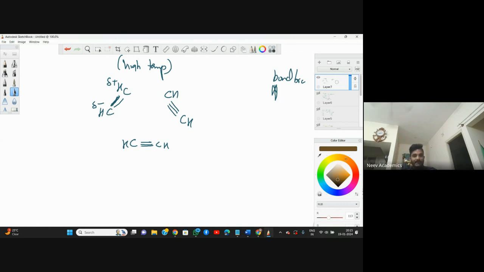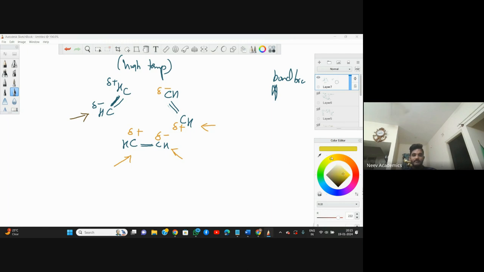Due to the polarity, negative charge is created over here, and this carbon will try to get a delta plus polarity, and automatically this bond will break. One of the bonds will break, and here this carbon will get a delta negative charge. Due to the delta negative charge on this carbon, this carbon will get a delta positive charge. One of the pi bonds is very weak compared to a sigma bond, so it can break very easily. And automatically this carbon will get a delta negative charge.